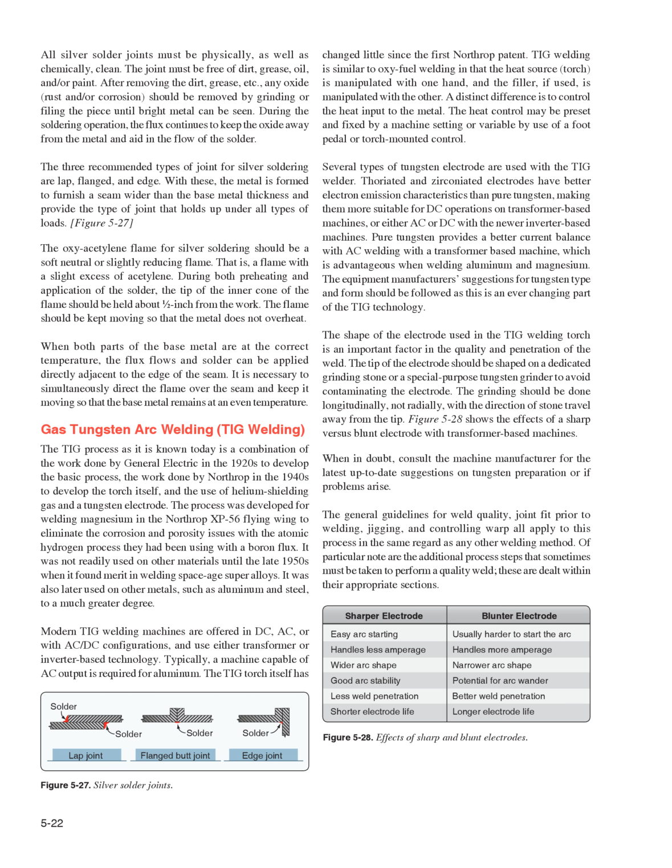When both parts of the base metal are at the correct temperature, the flux flows and solder can be applied directly adjacent to the edge of the seam. It is necessary to simultaneously direct the flame over the seam and keep it moving so that the base metal remains at an even temperature.